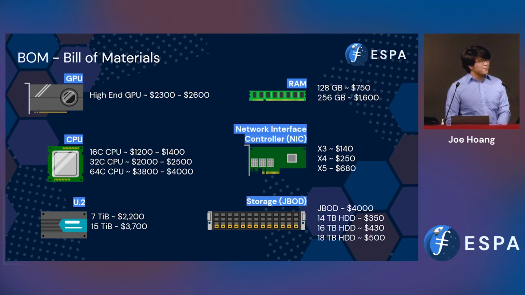Won't be reading off every single one, but the two that I haven't mentioned would probably be the network interface controller and the storage JBOD. For network interface controller, depending on bandwidth, those could be about 150 to 700. And then the JBOD enclosure could be ranging from 4,000. And then you also have the cost of your hard drives. And that's it.